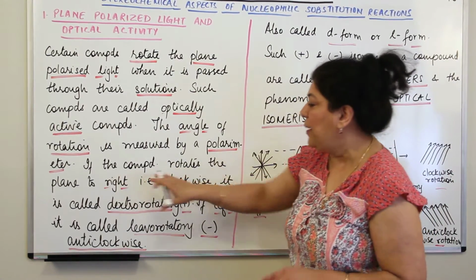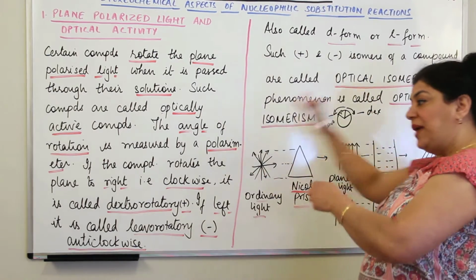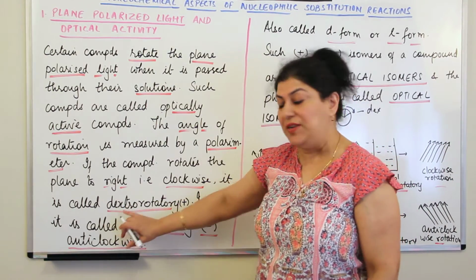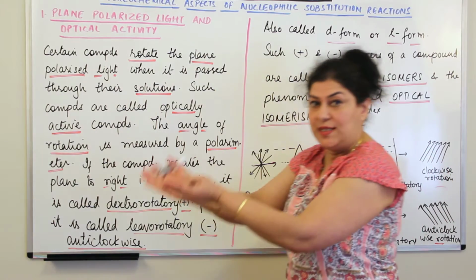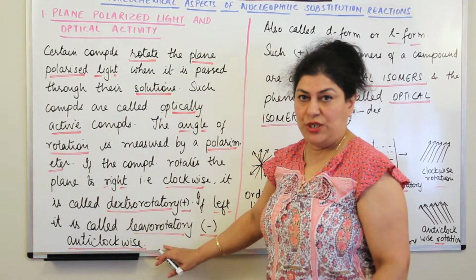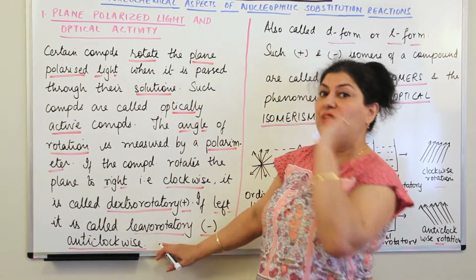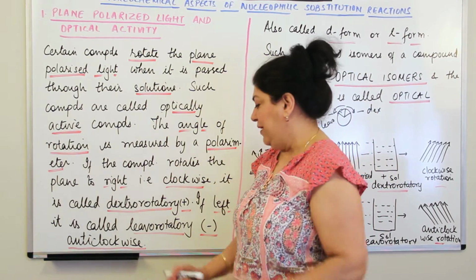So if the compound rotates the plane to the right, that is clockwise, then it is called dextrorotatory. And if it moves it towards the left, it is known as levorotatory. L is for left, so always remember levorotatory would be moving towards left.